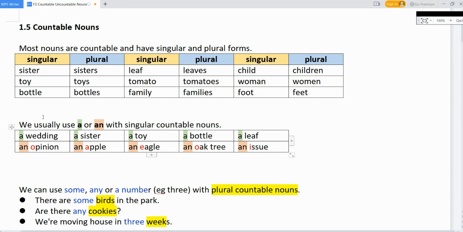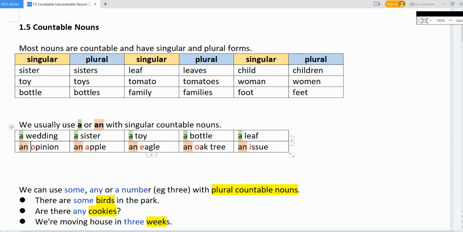Number two, we usually use a or an with singular countable nouns. Okay, for example, if there is only one wedding, we say a wedding. One sister, you say a sister. One toy, you say a toy. One bottle, you say a bottle. One leaf, you say a leaf.